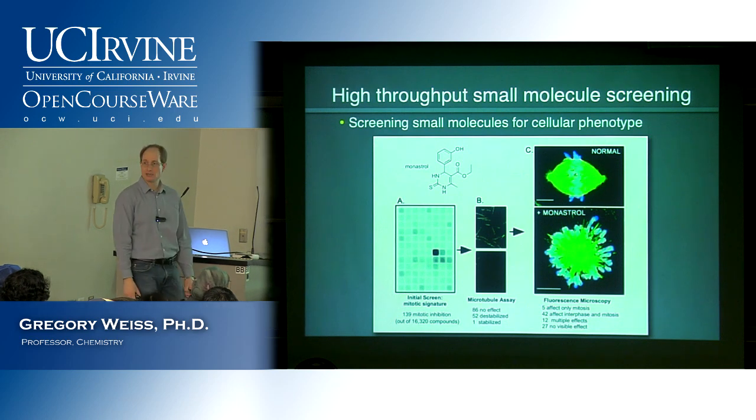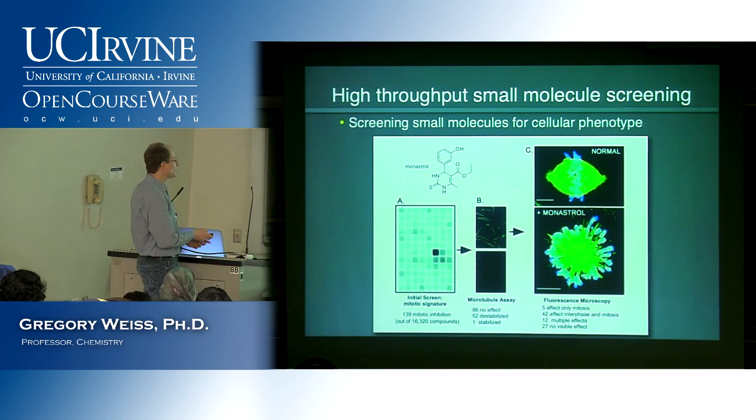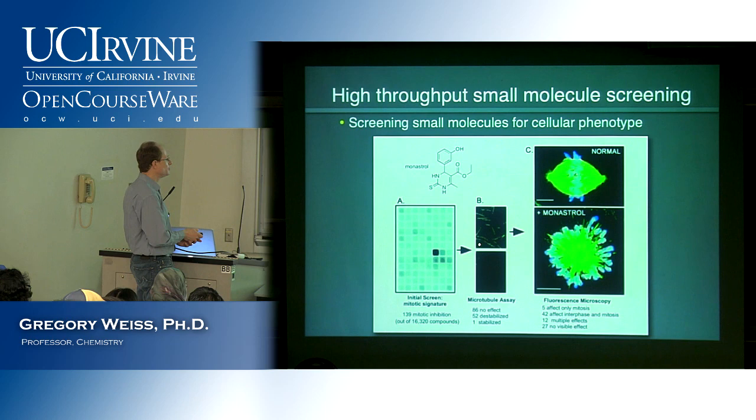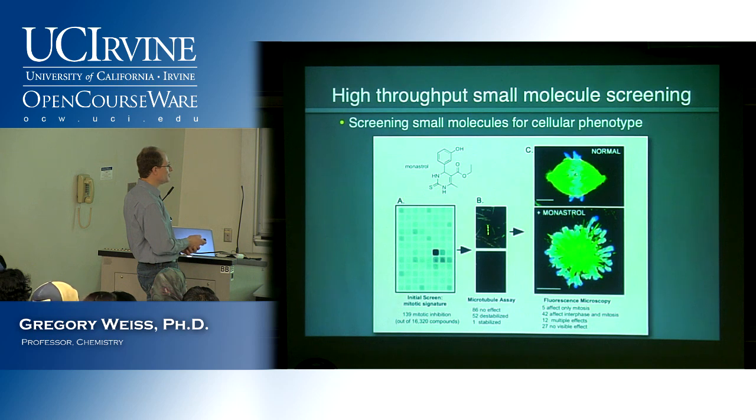So earlier we talked about Taxol. Here's Taxol, it stabilizes microtubules. Here's another set of compounds. 52 of these destabilize microtubule formation. One stabilizes it. And the compounds that are positive here then go on to fluorescence microscopy experiments. Over here, these are low throughput. Over here, these are high throughput. Over here, you have 16,000 compounds. Down here, you have less than 100.